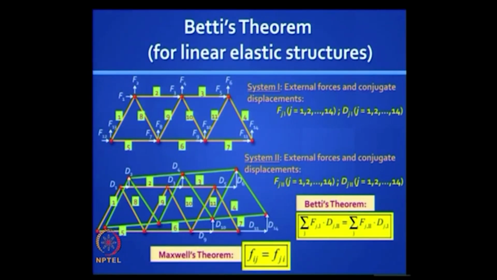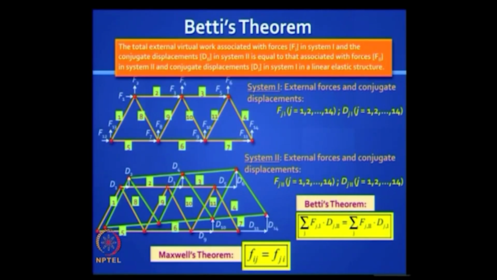You will find that Maxwell's theorem is a special case of Betti's theorem when you have only one load acting, and if you make it a unit load, you get the relationship Fij is equal to Fji. Put together, the two reciprocal theorems are often referred to as the Maxwell-Betti reciprocal theorems.